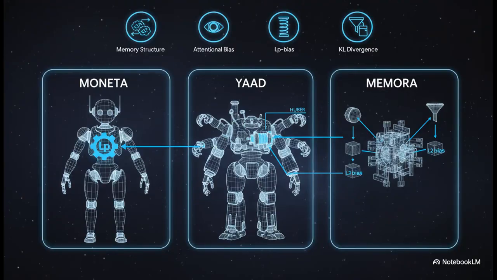So to prove this whole framework isn't just theory, the paper actually builds 3 brand new attention-free models. You've got Moneta, Yaad, and Memora, and each one is just a different combination of the levers we've been talking about. Moneta plays with Lp bias and Lq stability. Yaad, that's the one that uses the robust Huber loss we just looked at. And Memora sticks with an L2 bias, but pairs it with that cool KL divergence gate.